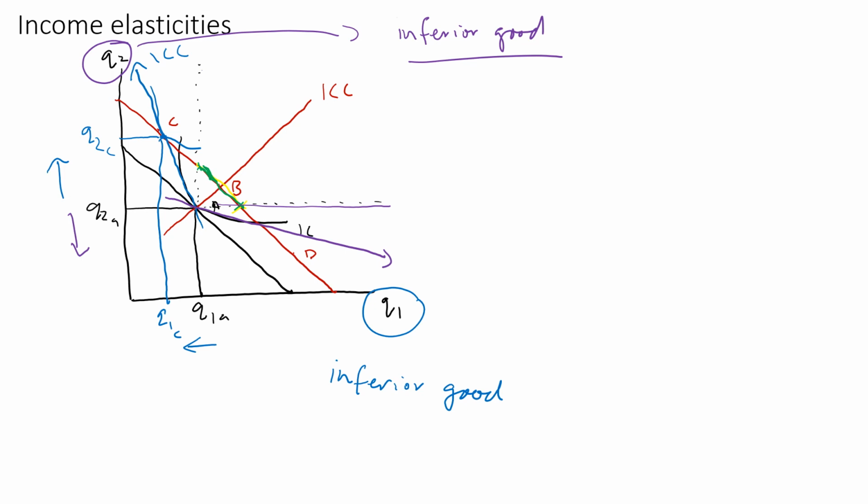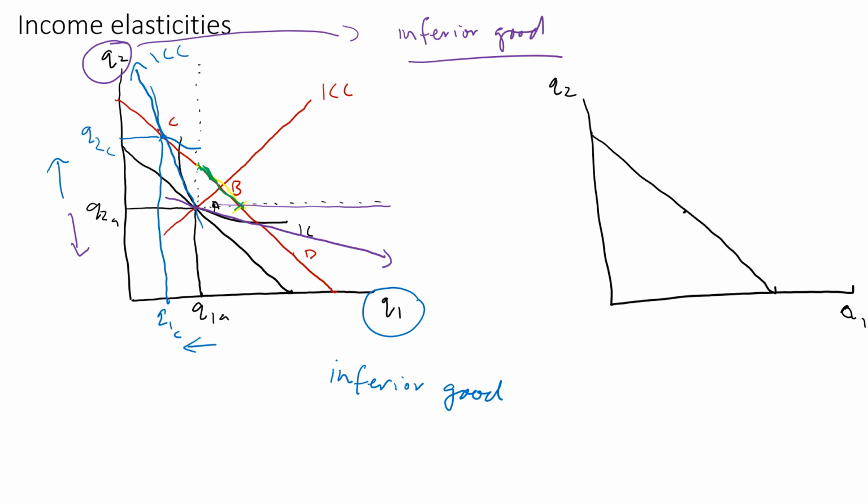What we summarize from this graph is that, let me draw this quickly, we have Q1, Q2, and we have an initial budget constraint. We are consuming at point A. Then we have a new budget constraint, and we can extend a horizontal and vertical line from point A.